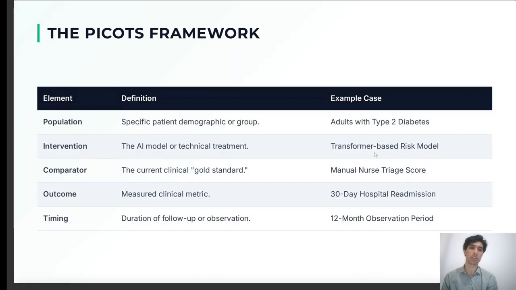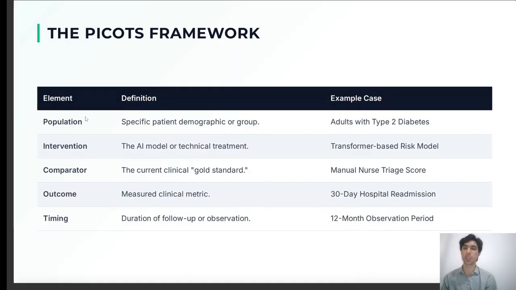For example, for this one, it could be a manual nurse triage score. Then the outcome is a measured clinical metric. This is basically our output variable or target variable that we are targeting, which could be a 30-day hospital readmission. This could be an outcome metric. And lastly, we have timing, which is the duration of follow-up or observation. For example, it could be a 12-month observation period, etc.